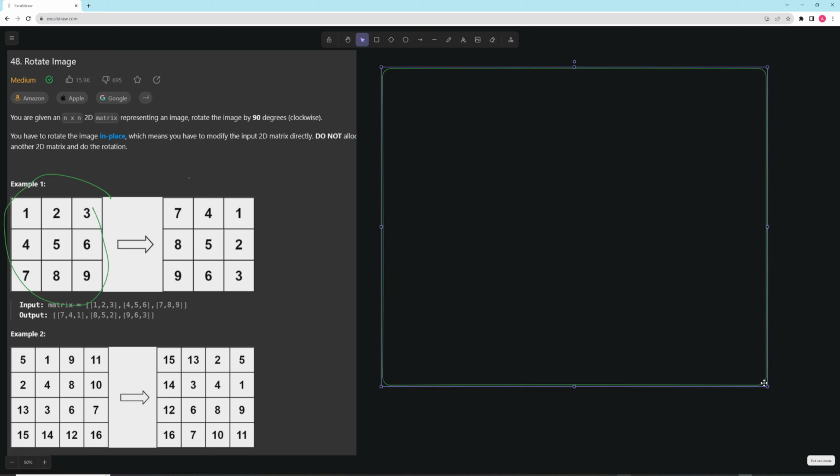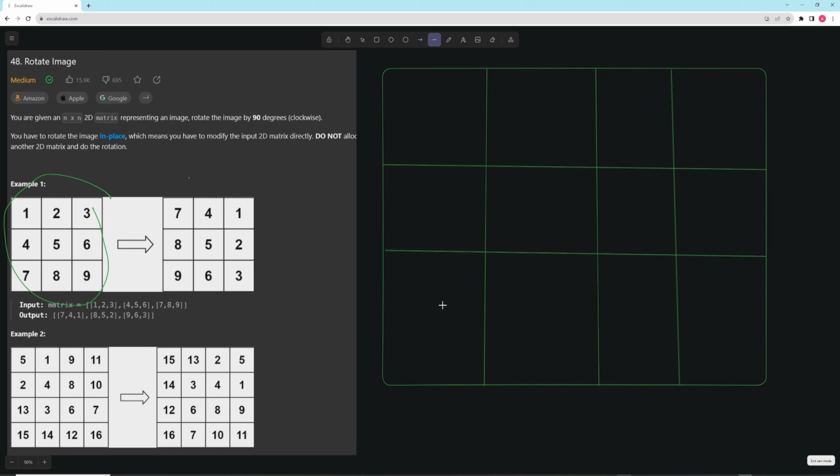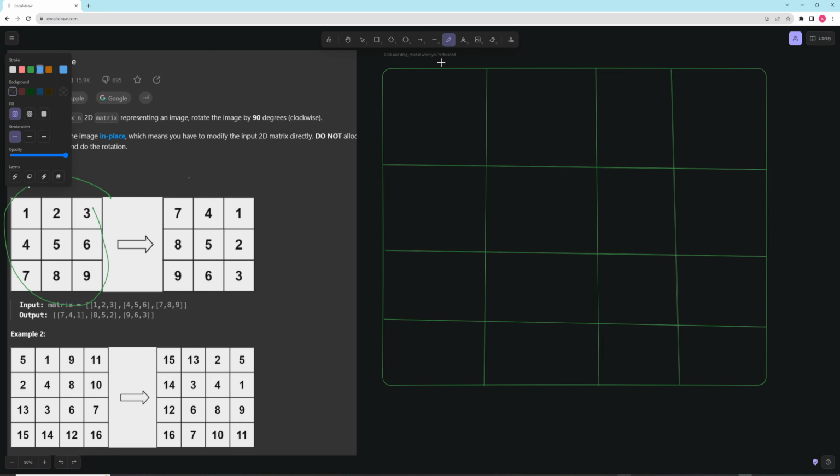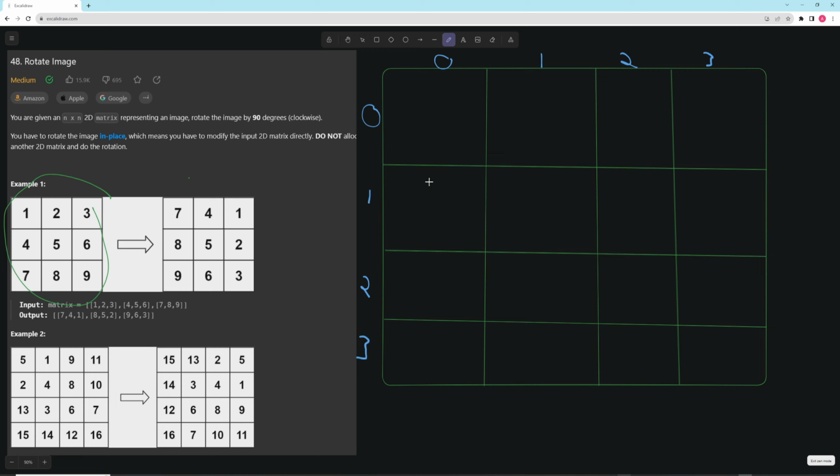Let's draw this matrix out, and let's draw out the numbers, and show what we need to actually do. As always, I'm going to have the worst lines ever, but okay. We are going to index these to make it easier for us in the future. So let's say this is 0, 1, 2, 3 and 0, 1, 2, 3. Then we can write out our numbers in here: 5, 1, 9, 11, 2, 4, 8, 10, 13, 3, 6, 7, 15, 14, 12, and 16.